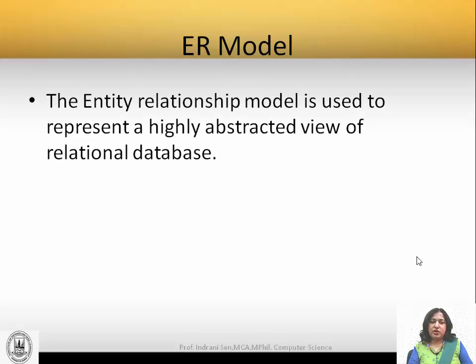Why is the ER diagram required? It is used to represent a highly abstracted view of the relational database. We have learned earlier that there are different types of views of the database. Before creating the database, we need a conceptual view of how the database will look, or how the tables are related to each other. For that we can create a paper model or a diagram, which is known as the ER model. The ER model helps database developers to create the database.